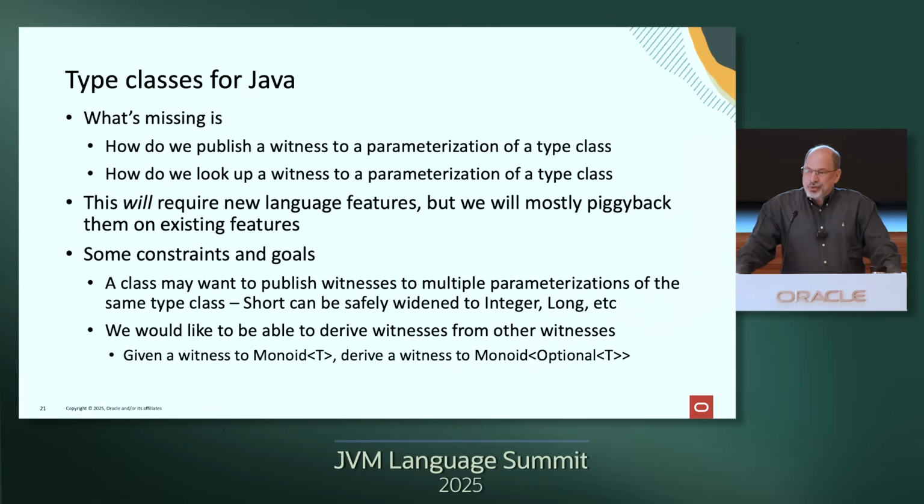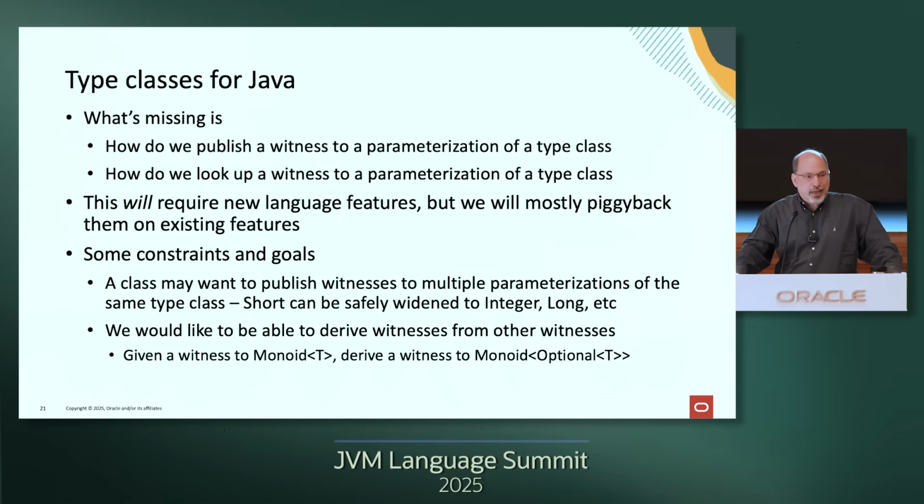So what's missing to actually use this for the kind of abstraction that we'd like to use it for? How do we publish a witness to a parameterization of a type class? And how do we find a witness to a parameterization of a type class? That will require some new language feature, but hopefully we can piggyback that onto things that are already in the language. And some constraints and goals that have already come up in the examples: it should be possible to express multiple witnesses to some behavior that involve the same type. Short can be converted to long, and to int, and to double.